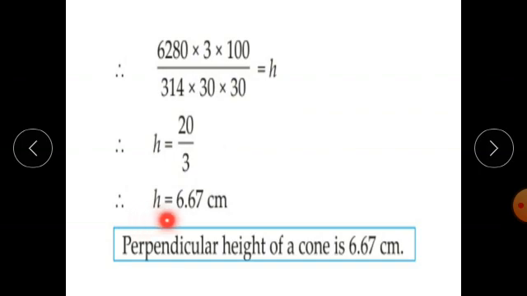Therefore, h equals 6.67 centimeter. Therefore, the perpendicular height of the cone is 6.67 centimeter.